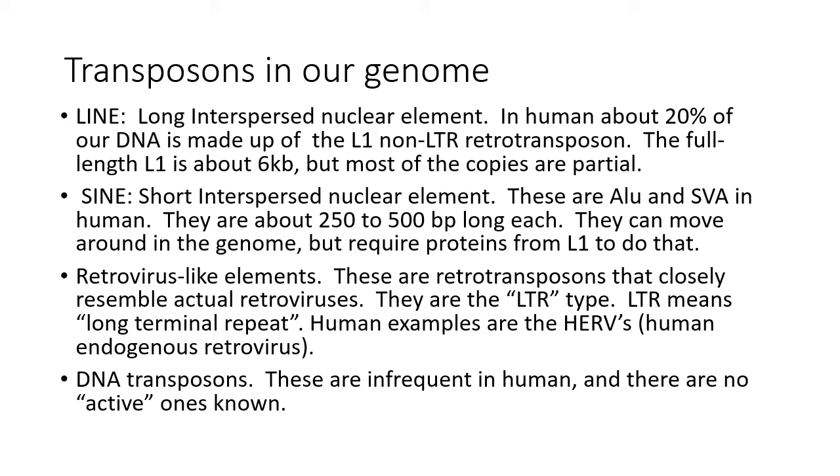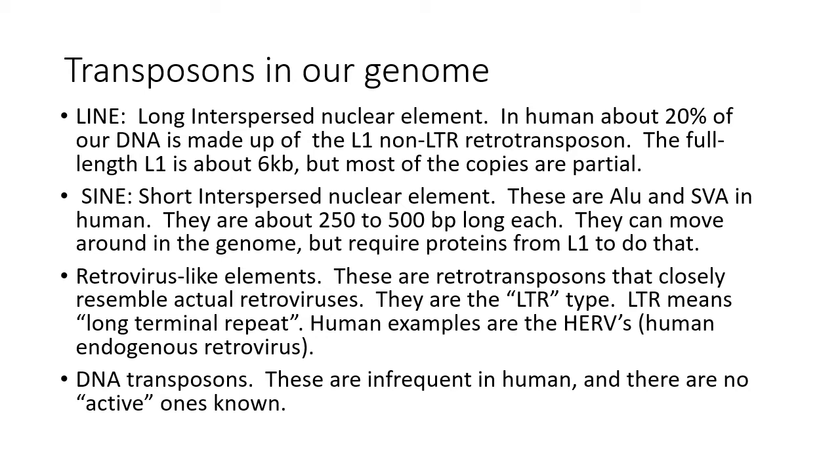Right, the short interspersed nuclear elements in our genome, the primary one is ALU, but also another one called SVA. Now these are very short, between 250 to 500 base pairs long, more or less. And these can move around in the genome, but they require proteins from L1 to do that.